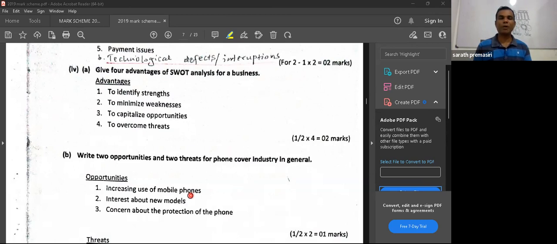Next one, concern about the protection of the phone. Most people, when they purchase a smartphone, pay attention to the security or the protection of the phone, so they tend to purchase phone covers not because of something else, but to safeguard the phone.